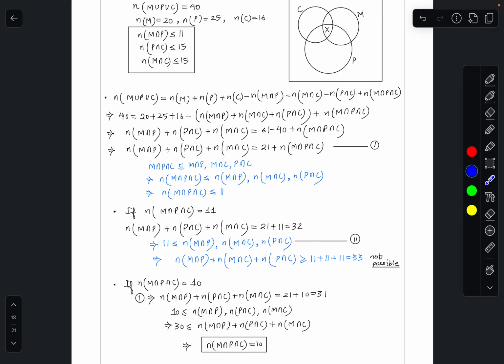So we moved on to the next best possible number I could have taken, which is 10. When we took 10, the sum was 31, and the sum here, due to the inequality, was supposed to be greater than or equal to 30, which is consistent with what I have here. So the maximum possible value we can take for M intersection P intersection C is 10.